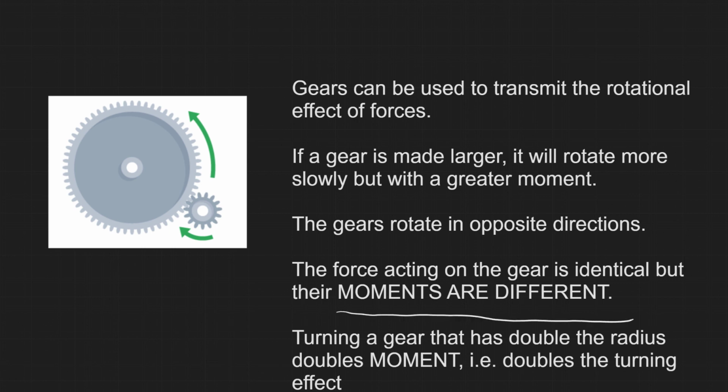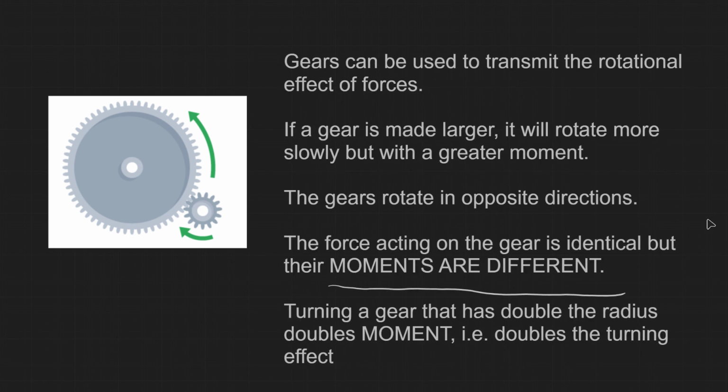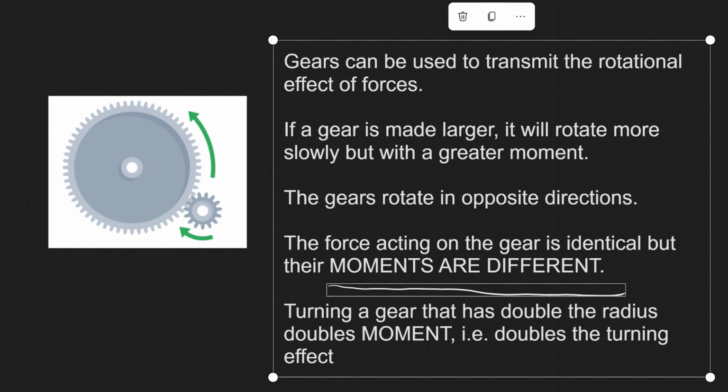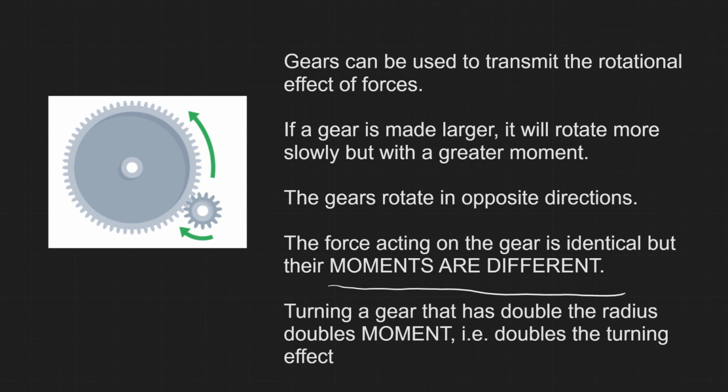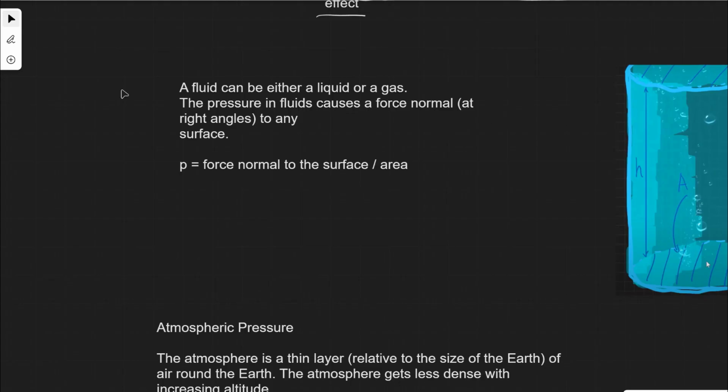Now, the forces acting on the gears are identical, but their moments are different. And this is the crucial difference that sometimes pops up in questions. So, in a way, turning a gear that has double the radius doubles the moment, i.e. doubles the turning effect. If we were to increase the radius by, let's say, a factor of 4, then the moment will increase by a factor of 4.